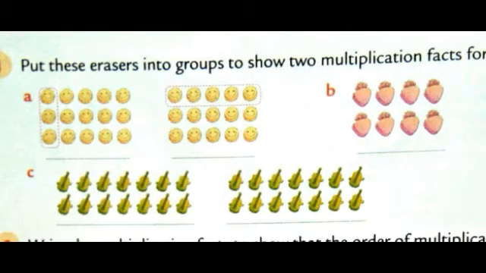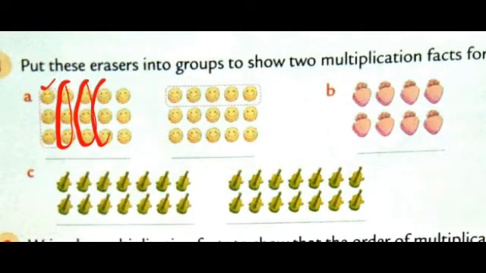Okay, see the first picture given here. In the first picture, both are having yellow color erasers. First, we will form the groups. As I've already told you, first we will write the groups so that we don't make any mistake. So here how many groups we can see? One group, 2, 3, 4, 5 groups we can see. So we will write that first. 5 into, and in each group how many are there? 3 erasers. So 5 into 3 is the first multiplication fact.